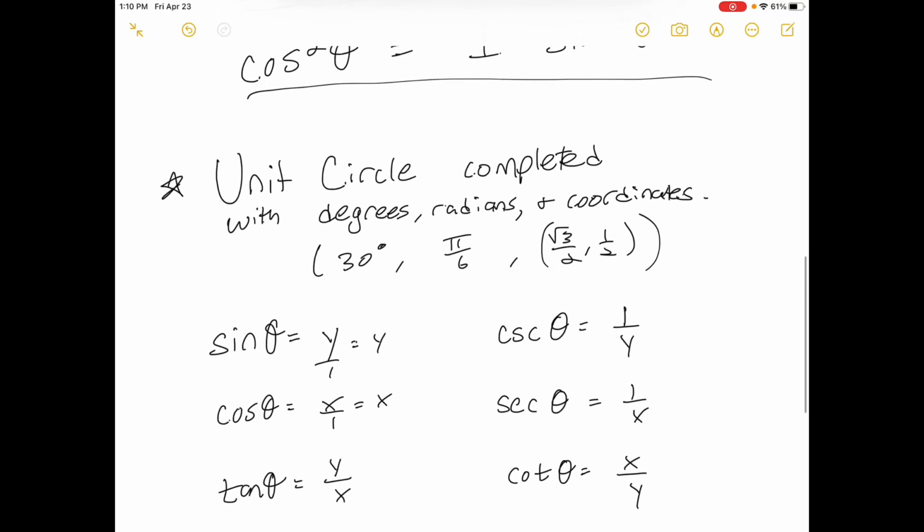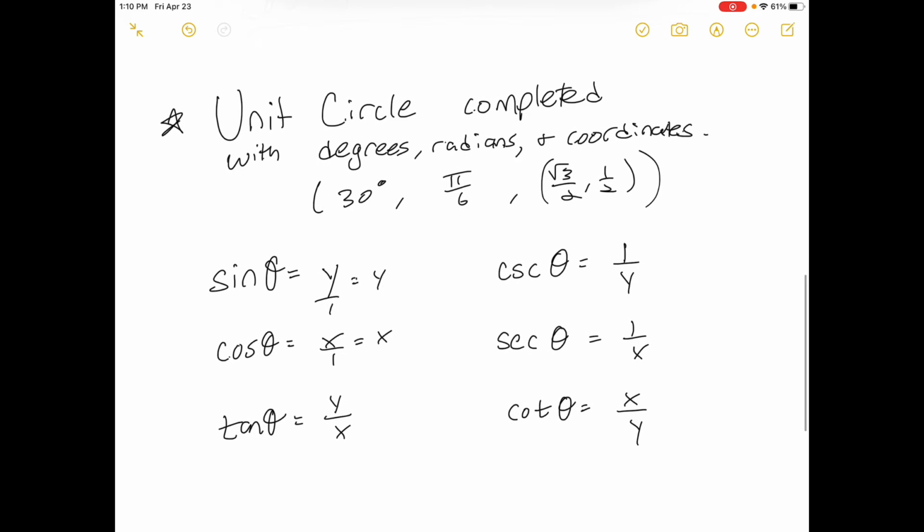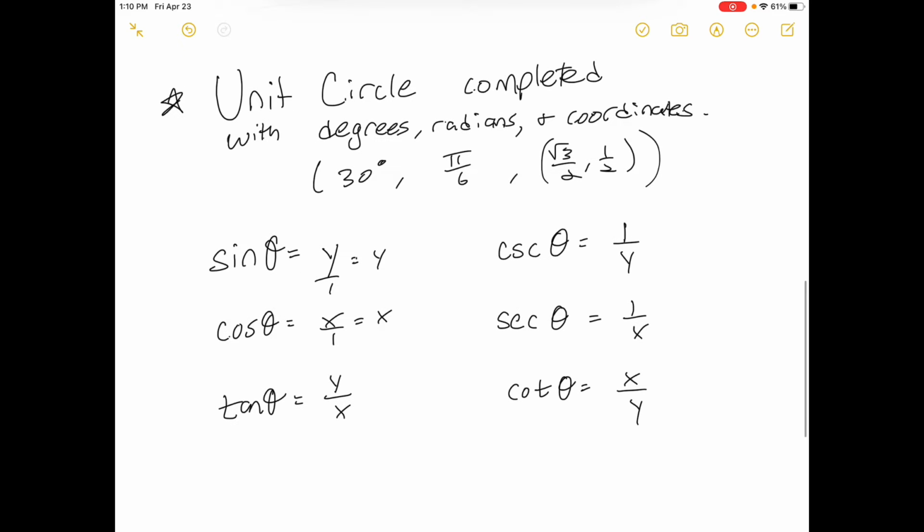And you need your trig ratios from the unit circle. On the unit circle, the radius is 1. And so sine would be your opposite over hypotenuse, or y over 1, which is the hypotenuse, which is y. So if it's asking for sine of 30 degrees, that's just the y part of the coordinate, so it would be 1/2.